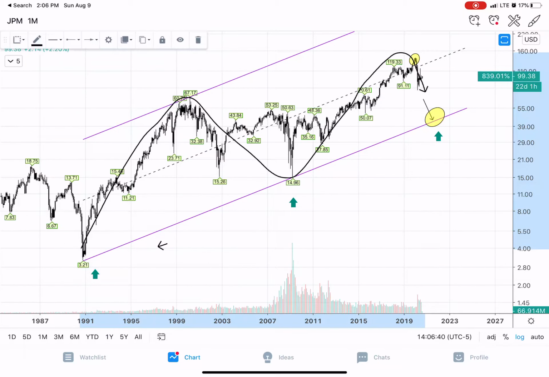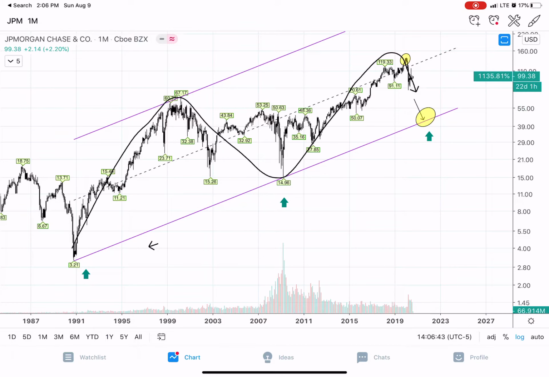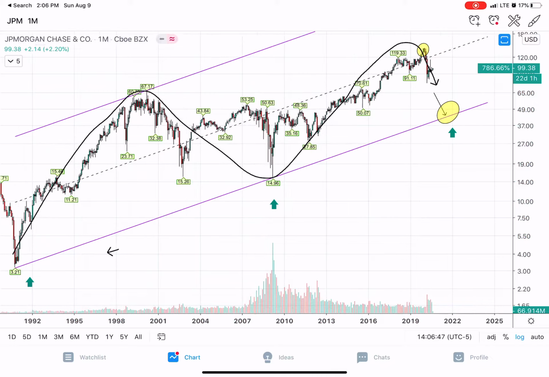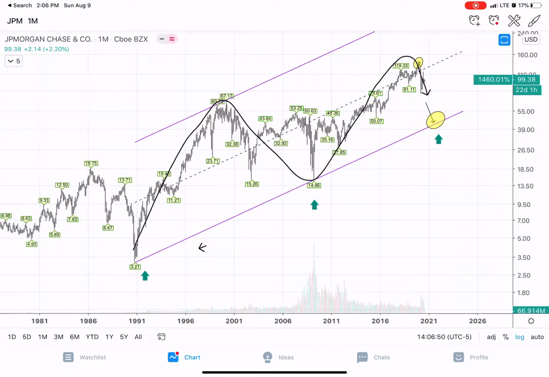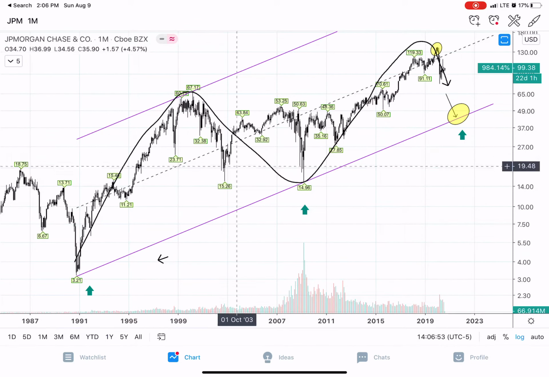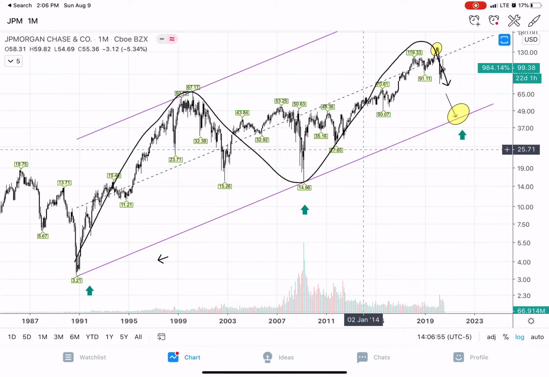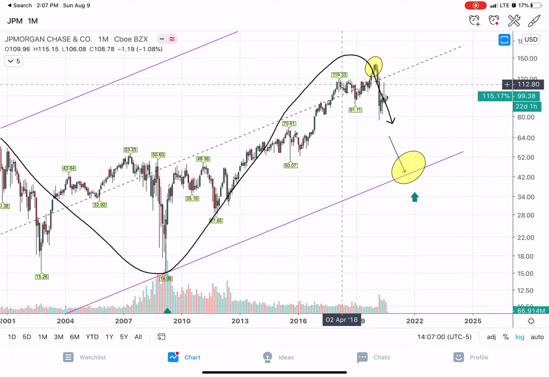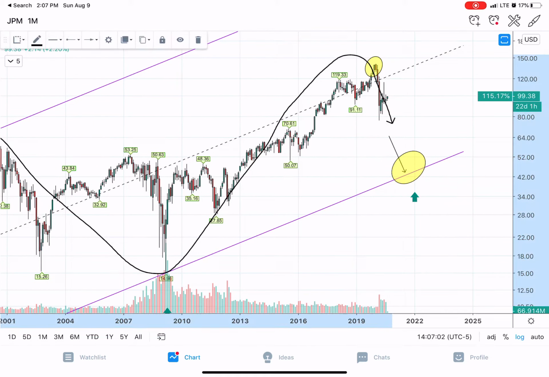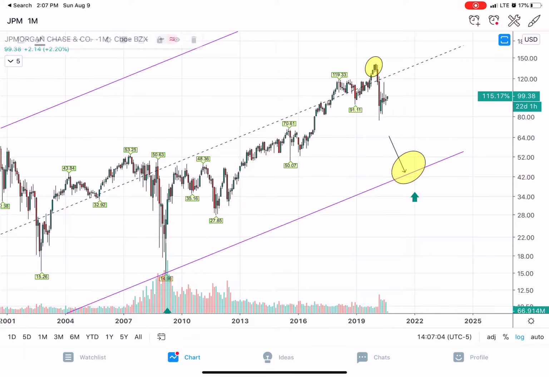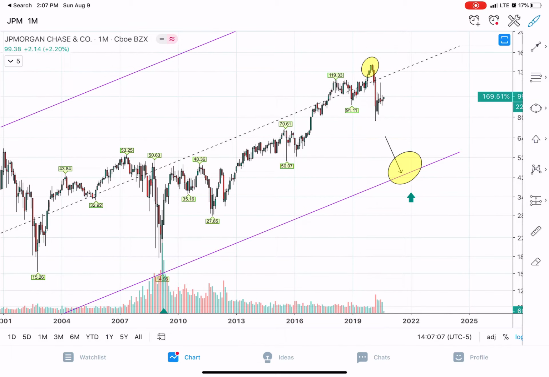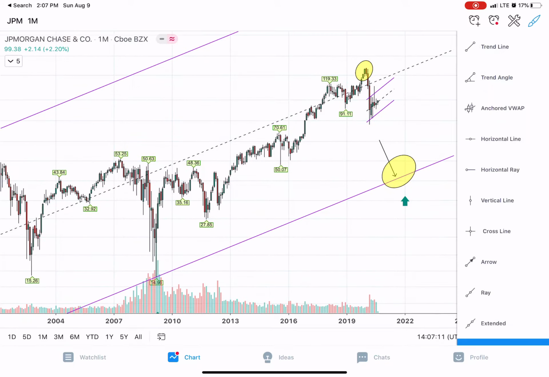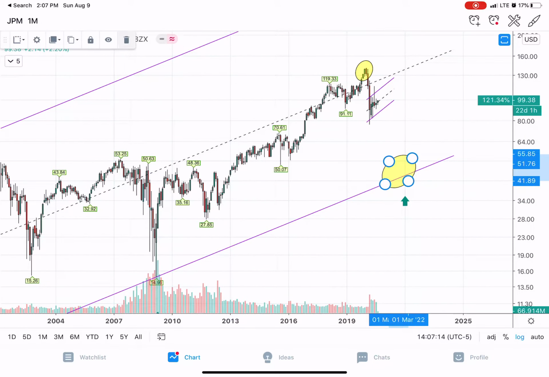You can actually project waves as well using parallel channels. So I like to zoom out for a bird's eye view, and we can see this huge channel that JP is respecting. It did start to find some sellers at this middle channel resistance level. It actually looks like crap right now on the monthly chart. This phase right here actually looks like a bearish flag, and it looks like we are consolidating for a move down.